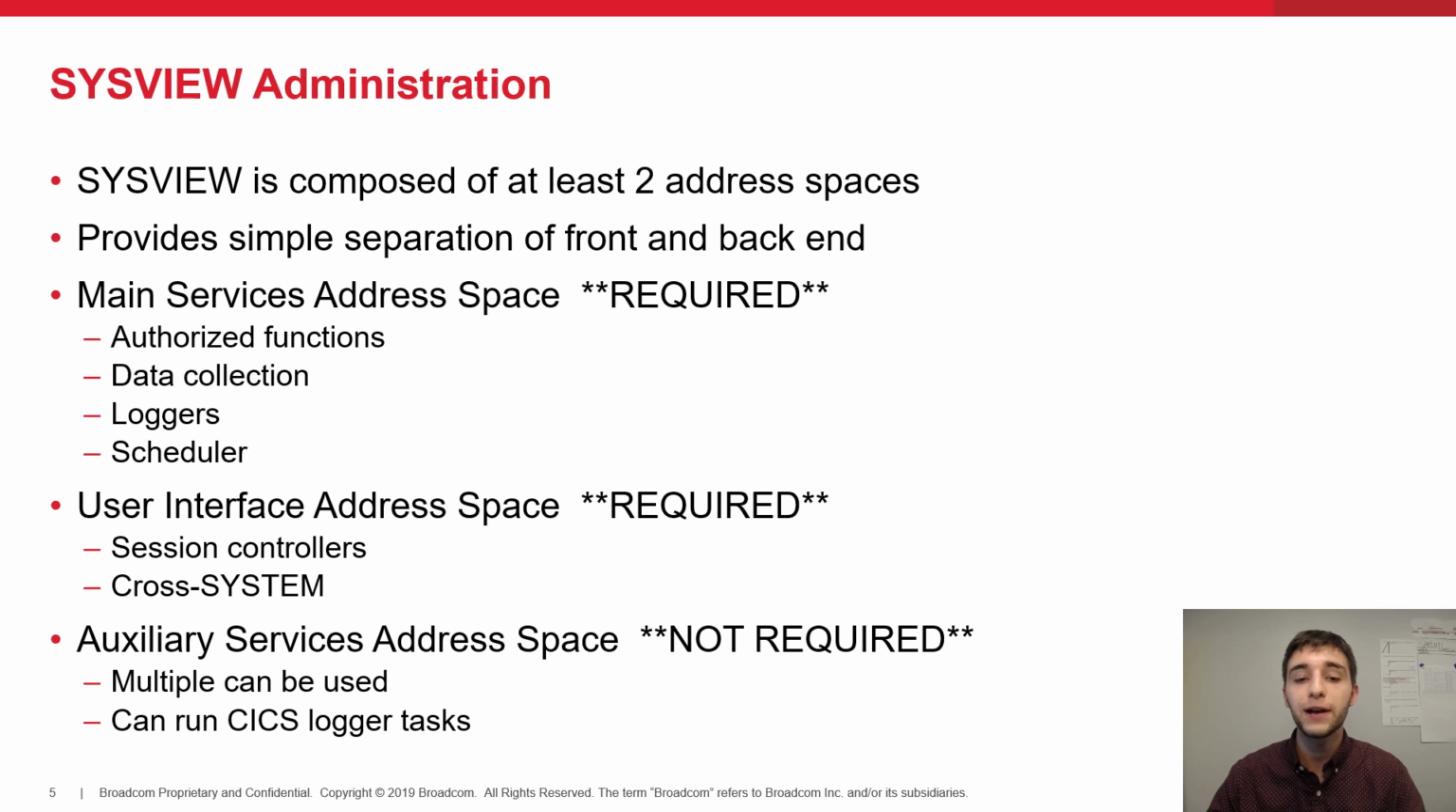The third and final type of address space that SYSVIEW provides is the auxiliary services address space. There can be multiple instances of this address space at any given time. The main purpose of this address space is to run CICS logger tasks, as CICS logger tasks can potentially be quite resource intensive, so partitioning these out to other address spaces can be a good idea in some cases.